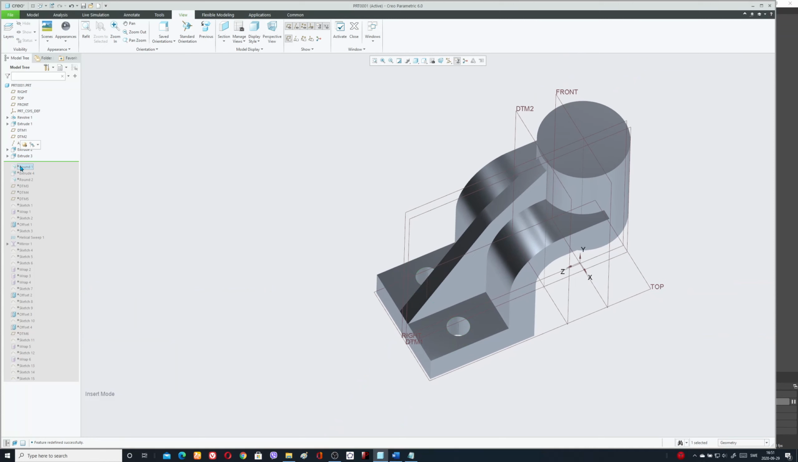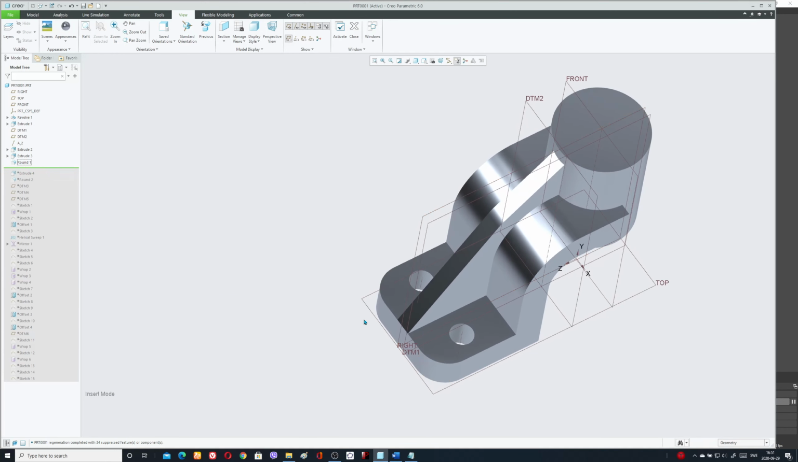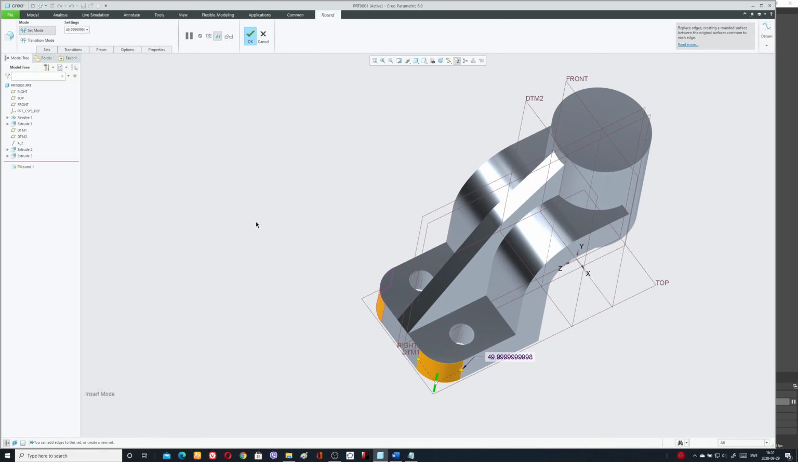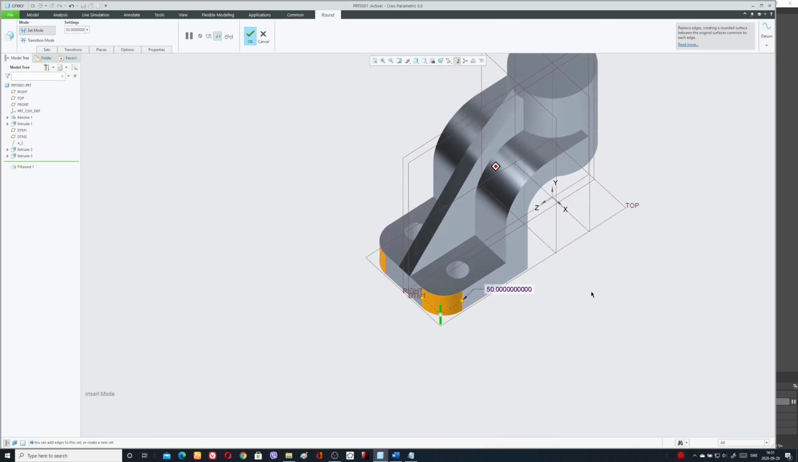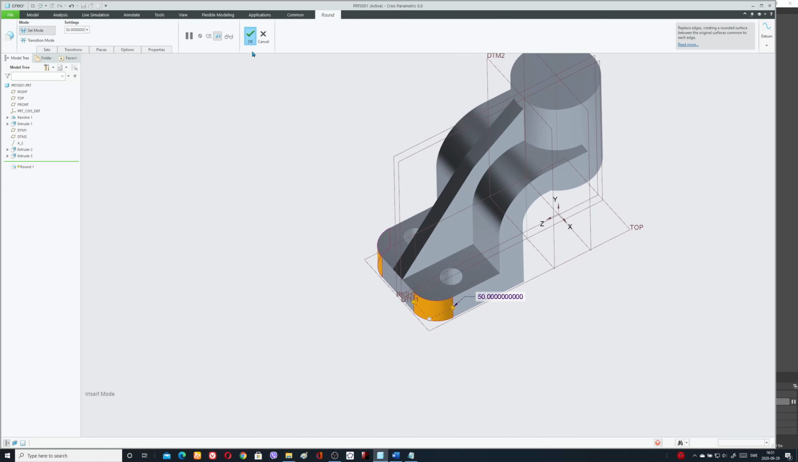And I did a round here. And the round here is 50 millimeters. So you see, I don't know what's happened here. 50. So, okay.